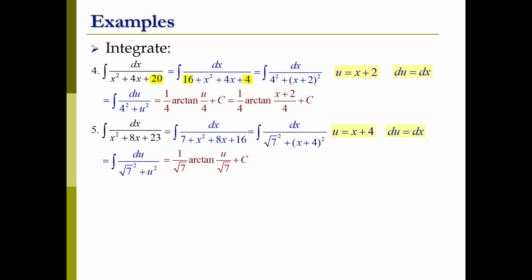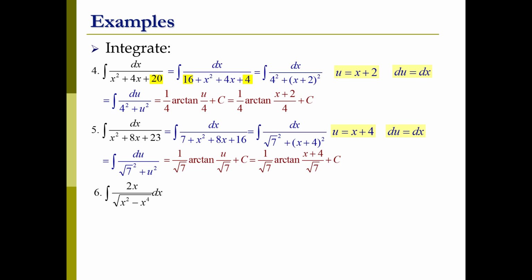We're going to substitute our u back in, and once we substitute our u back in, we'll get our final solution. So our final solution is 1 over radical 7, arctangent of x plus 4 over radical 7 plus c. And if you got that, excellent work.